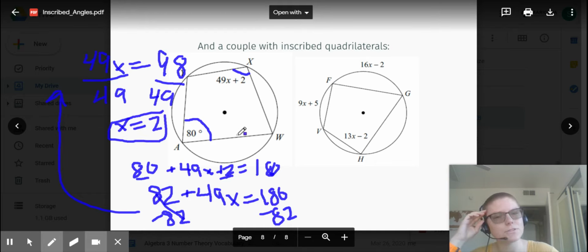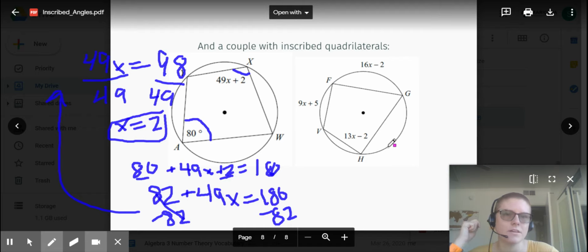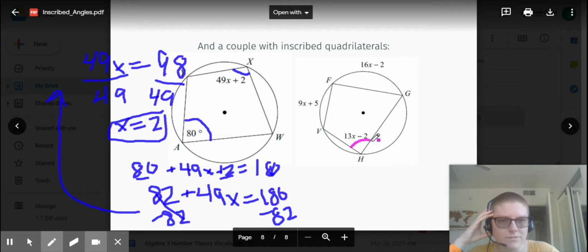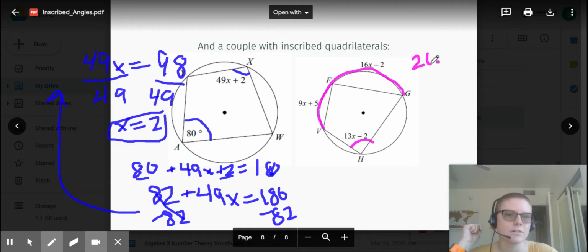And then once again, we've got this more complicated one. So we have this angle, and this angle corresponds with the arc that goes from V through F to G, right? Because that's where the sides of the angle are. So we know that twice as much as 13x minus 2 should equal this guy, 16x minus 2, plus this guy, 9x plus 5.